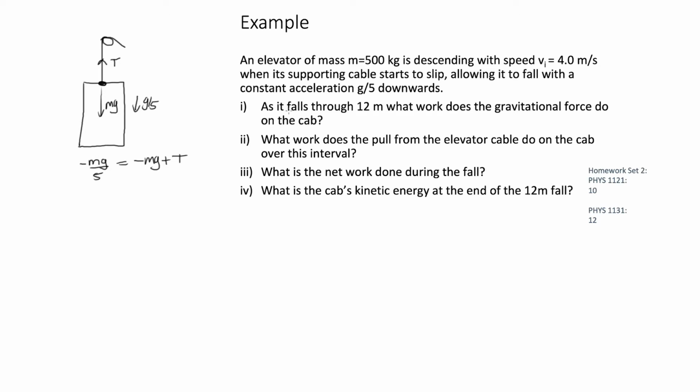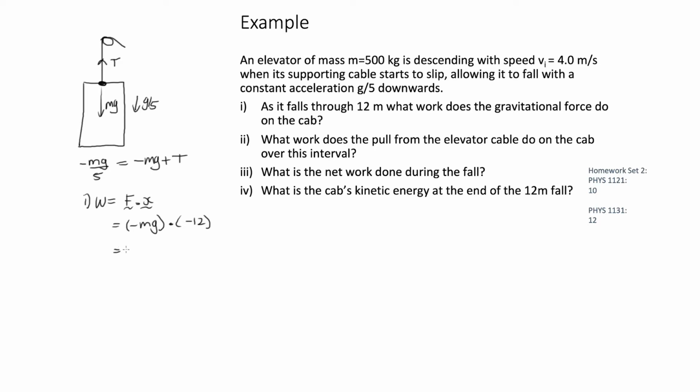Now part 1 says as it falls through 12 meters, what work does the gravitational force do on the cab? Okay, so the work done is equal to F dot x. In this case, the force is the gravitational force, so that's minus mg. And the displacement we're told is the 12 meters. Now that is actually downwards because it's going down, so it ends up with a lower height than initial height. So we've got minus 12 in there.